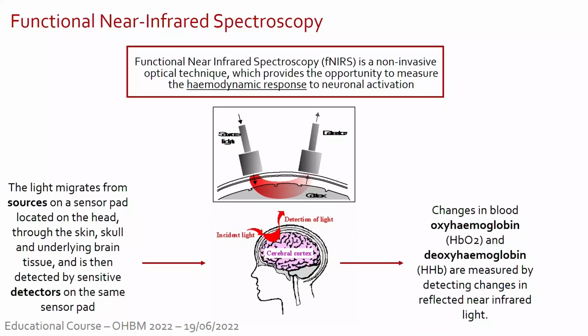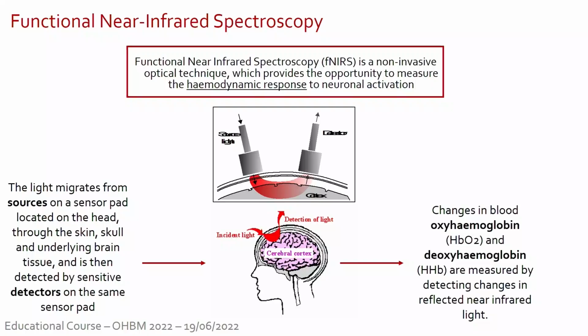Just to recap, in practice, what Hamid already talked about. What is fNIRS? fNIRS is a non-invasive optical technique that we can use to measure the hemodynamic response to neural activation. The main components of fNIRS are a pad with some sources and detectors that are located on the scalp of the participant. We shine light from the sources to the detectors, and what we are measuring is the light that is captured in this bit of the cortex here.